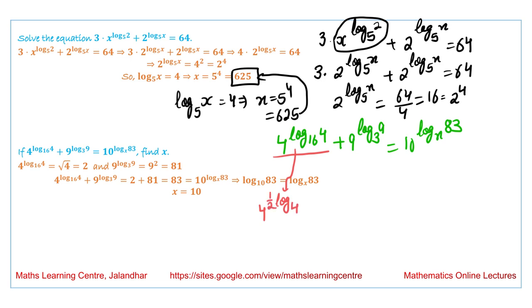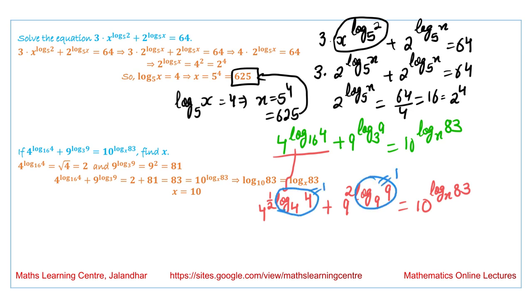4 square means 1 by 2 will come over here, and this is the term 4 we have, plus 9 raised to the power log 9 over here. So basically we will have the power 1 by 2. So this term we obtain 2 over here, and this is equal to 10 raised to the power log x 83.